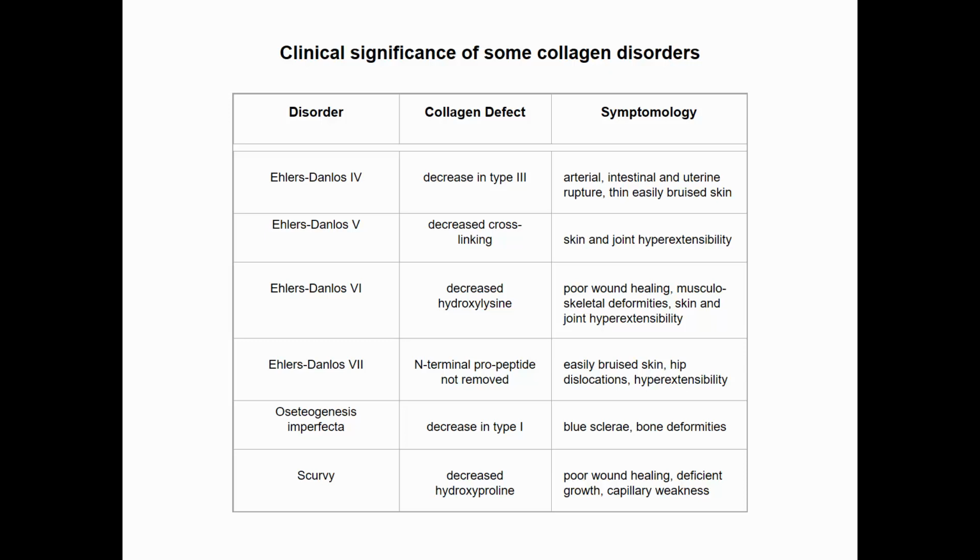This entity has decreased cross-linking of some collagens, probably type 1, skin and joint hyperextensibility, decreased hydroxylysine. Well, lysine is an amino acid that's prominent in collagen. It gets hydroxylated by an enzyme. So if that enzyme is mutated, you can have decreased hydroxylysine. So the gene for the collagen is fine, but the gene whose protein processes the collagen is not fine. Okay. Here the N-terminal propeptide is not removed. Here's a decrease in type 1 collagen, decreased hydroxyproline, okay, and so on.